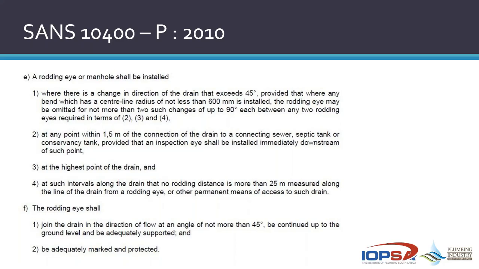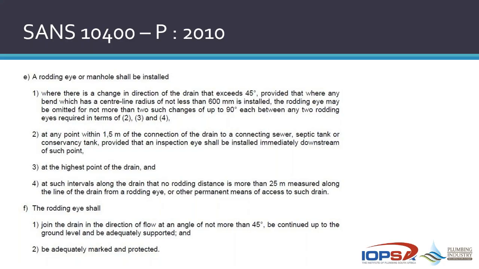At the highest point of the drain, at such intervals that the drain has no rodding distance more than 25 meters, measured along the line of the drain, from the rodding eye or any other permanent access on that drain. And as far as the rodding eyes are concerned, a rodding eye shall join the drain in the direction of flow at an angle of not more than 45. It will be continued up to the ground level and adequately supported.